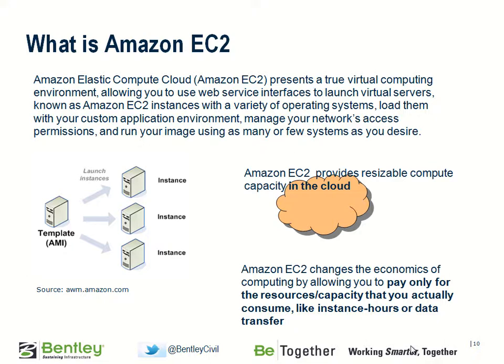Amazon EC2 provides resizable compute capacity in the cloud. What that means basically is that Amazon EC2 changes the economies of computing by allowing you to pay only for the resources or the capacity that you actually consume, like for example, instance hours or data transfer. In case of GINT, that would mean how many hours did I use GINT or database saved in the cloud, or how much data did I push back and forth from or in the cloud.